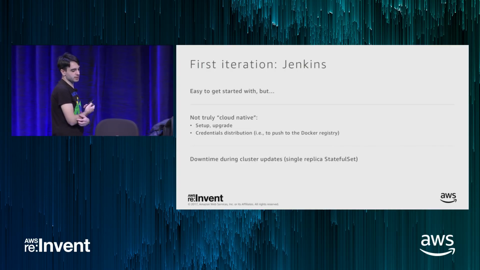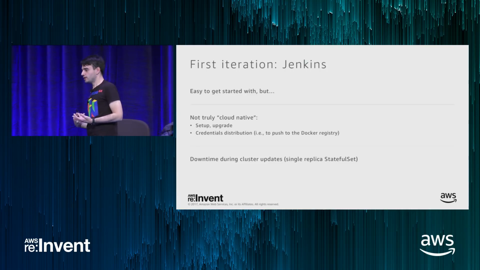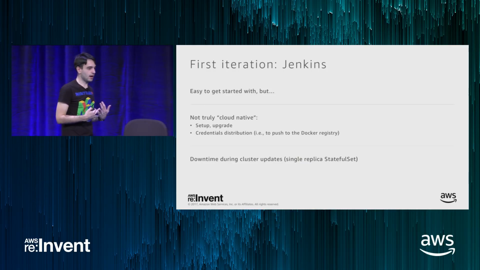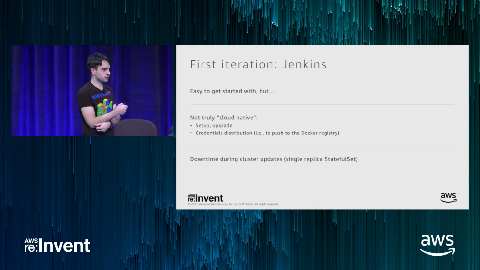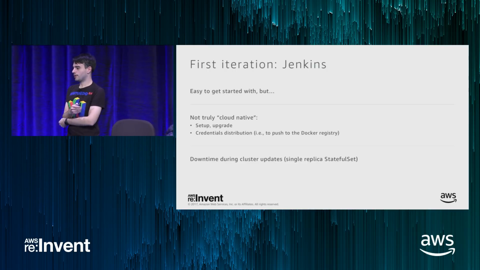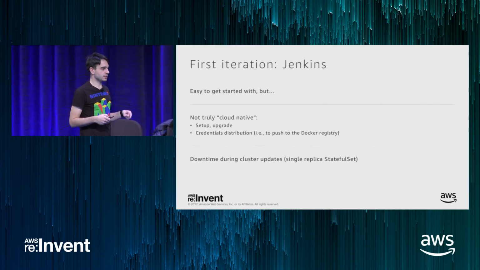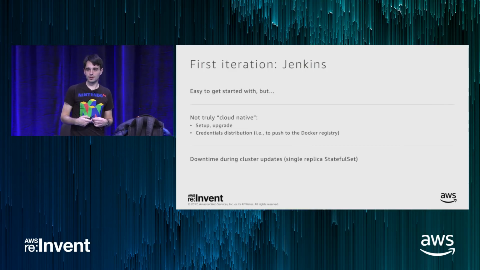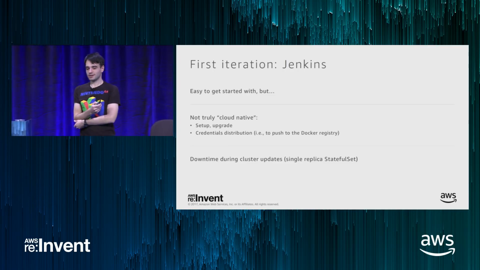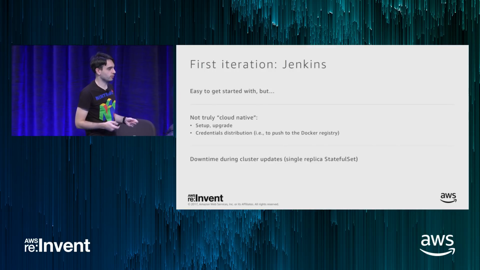One of them is that we found out Jenkins, or at least the way we set up Jenkins, was not entirely cloud native. We had issues like upgrading, continuously upgrading plugins, and credential distribution. For example, how do we properly distribute those credentials to push to our internal Docker registry, and so on. Moreover, we set it up using a single replica stateful set. Which meant that whenever we did those rolling updates of nodes that I told you about, this meant downtime of this Jenkins instance, which was a learning: in this cloud native world, there is no such thing as a single replica deployment or stateful set.